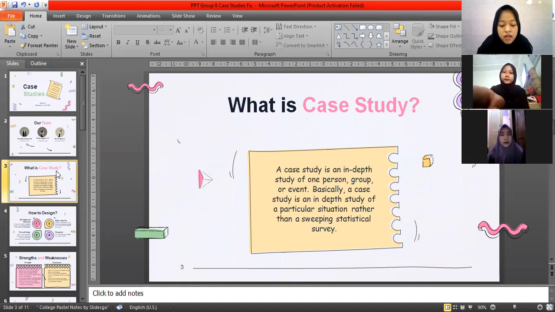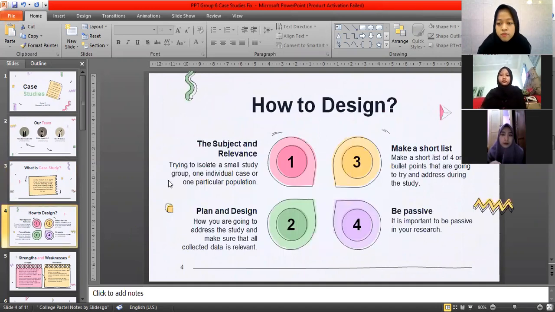In case study, nearly every aspect of the subject's life and history is analyzed to see patterns and causes of behavior. Case studies can be used in a variety of fields including psychology, medicine, education, anthropology, political science, and social work. Okay, I will continue to the next slide. It's about how to design. So it means how we design our case study.